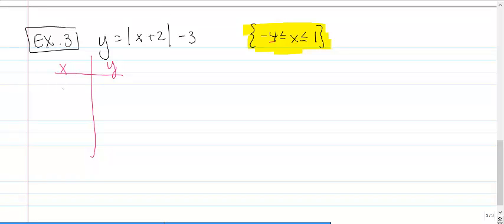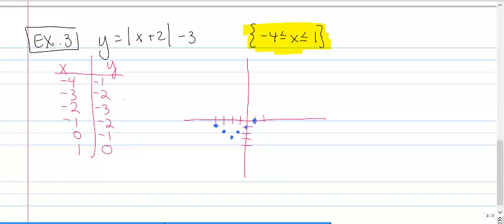So I'm just going to go ahead and start with negative 4, negative 3, negative 2, negative 1, 0, 1. Basically every integer from negative 4 to 1. So now if you substitute those values in, let's start with the negative 4. Negative 4 plus 2 is negative 2. The absolute value of negative 2 is 2. 2 minus 3 is negative 1. Moving on.